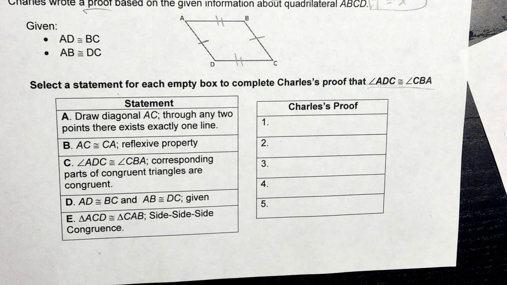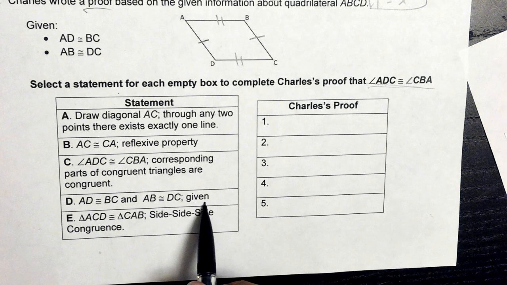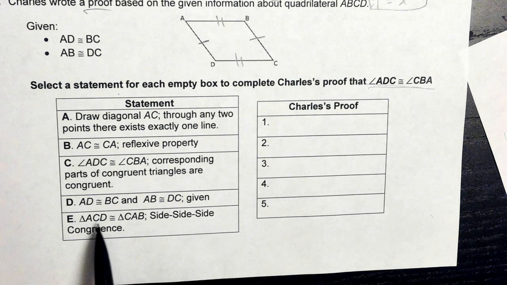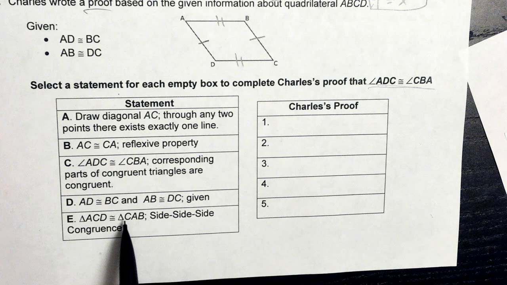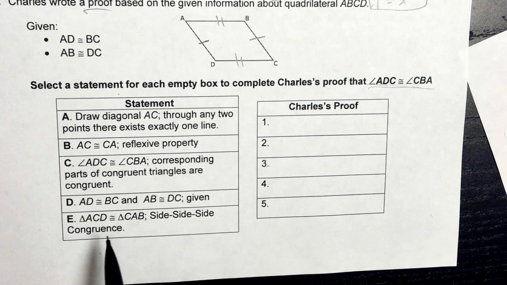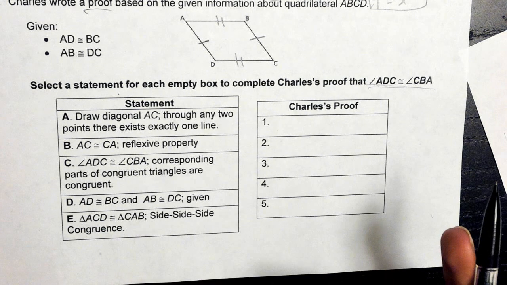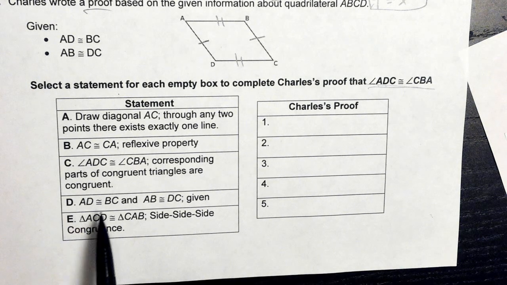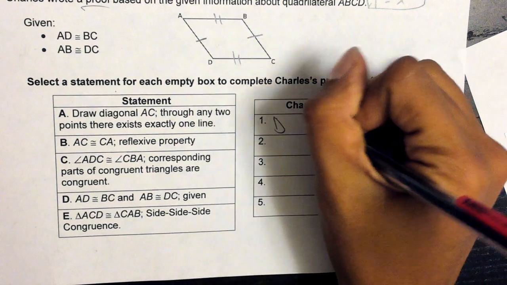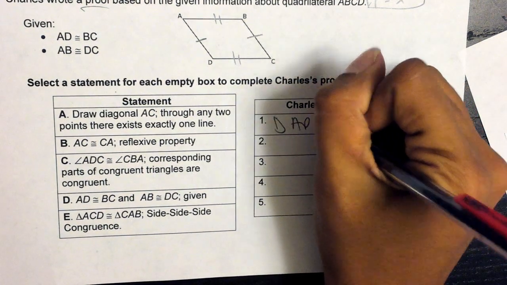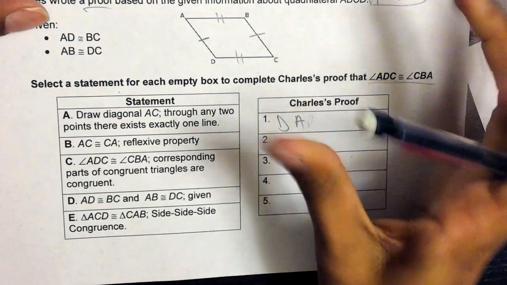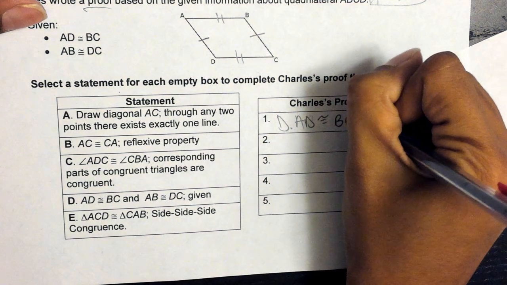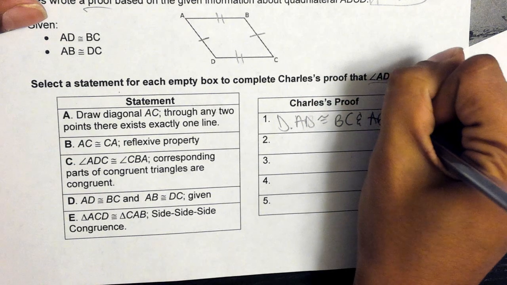AD is congruent to BC. And AB is congruent to DC. Well, that's given, so we can definitely use that. And then triangle ACD is congruent to triangle CAB by the side-side-side congruence. Well, we haven't even marked anything yet, not fully. So the first thing honestly I would start off with is the given. So AD, oh, I wrote AP. AD is congruent to BC, and AB is congruent to DC.